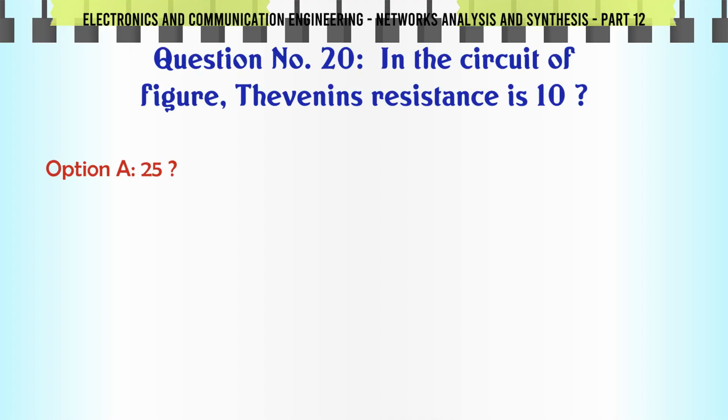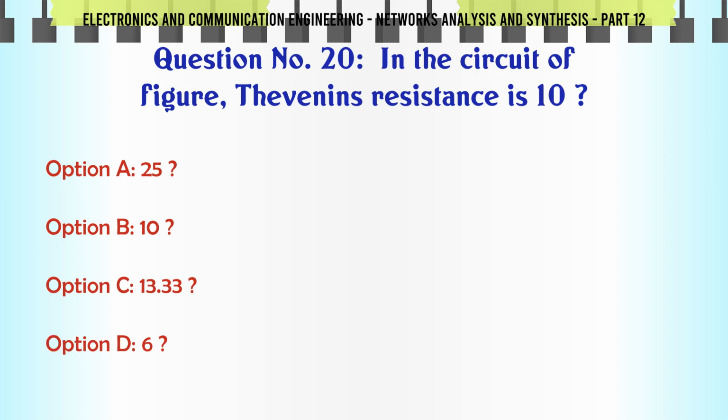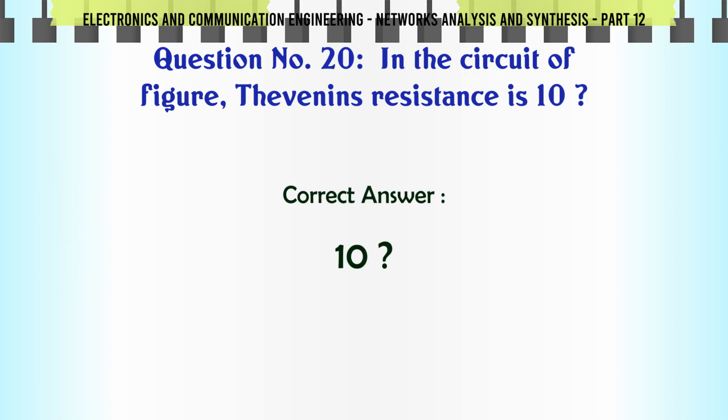In the circuit of the figure, Thevenin's resistance is 10 Ω: A, 25; B, 10; C, 13.33; D, 6. The correct answer is 10.